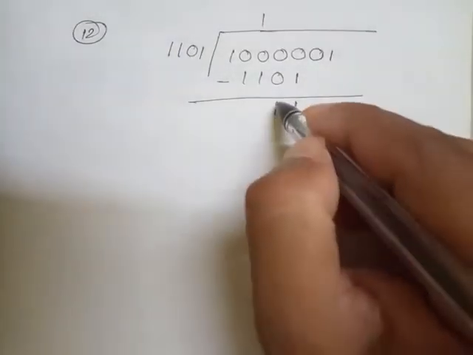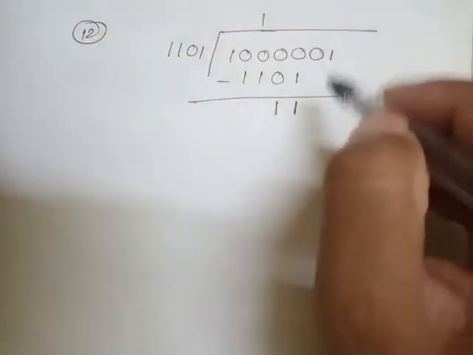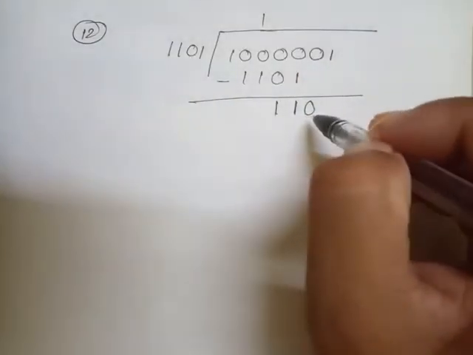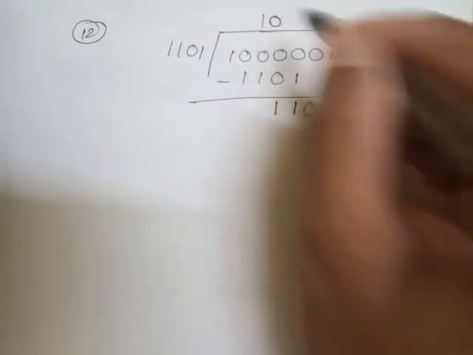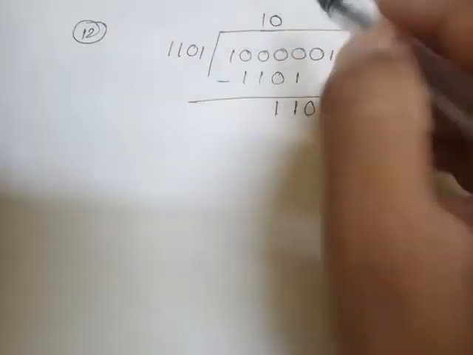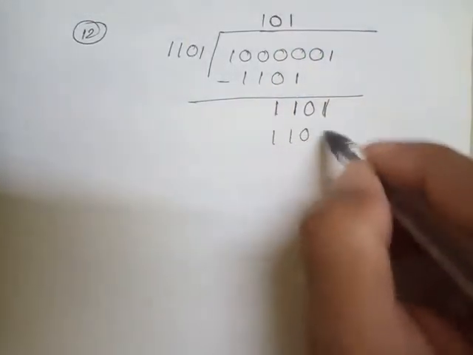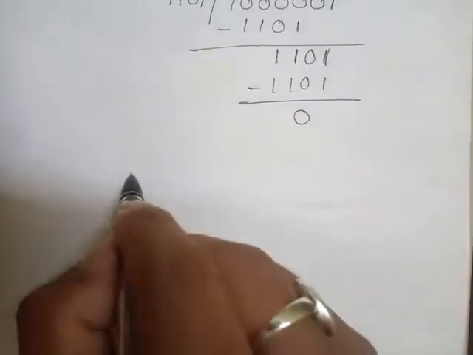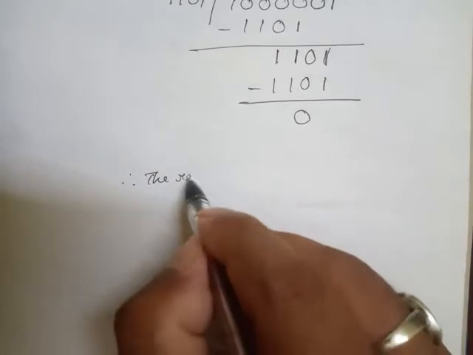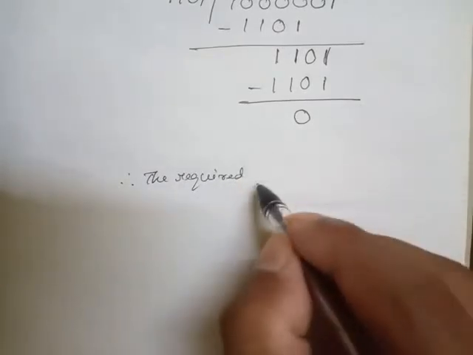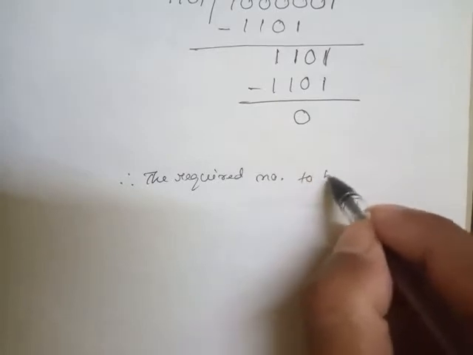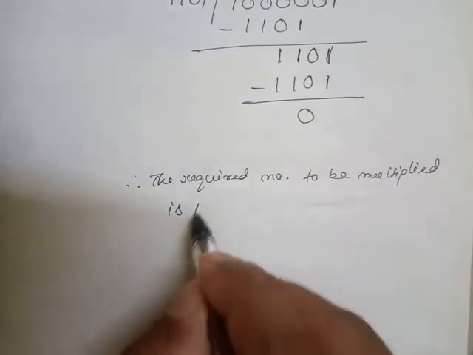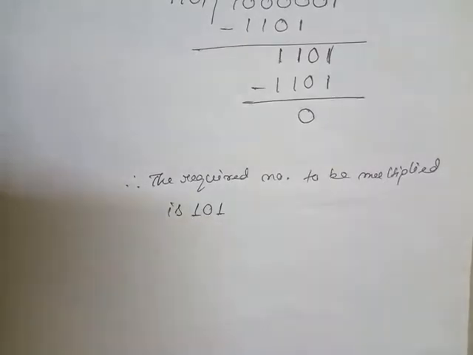This 11 is not divisible by this one, so we'll put 0 here. Now 110 is also not possible, so we'll put one more 0 here, then 1 will be here. Again this will be multiplied by 1, so we get the same result here. So the remainder is 0. In the last line we'll write: therefore the required number to be multiplied is 101. This is the answer.